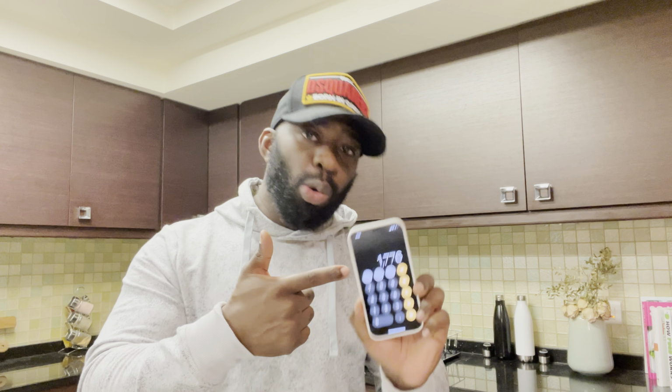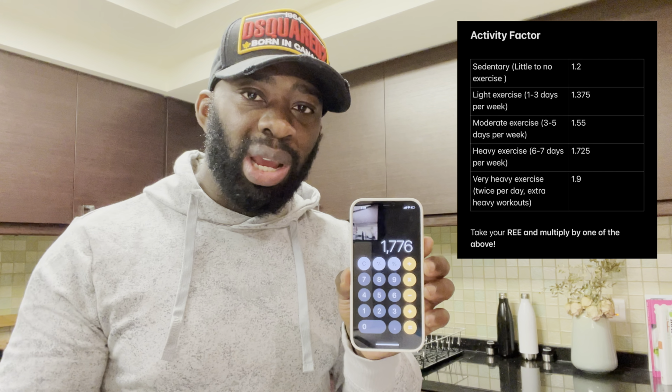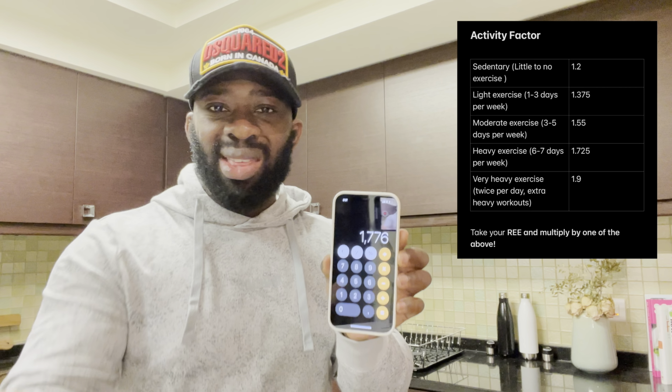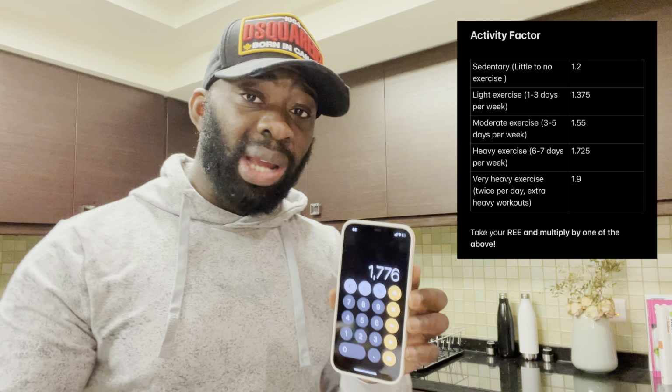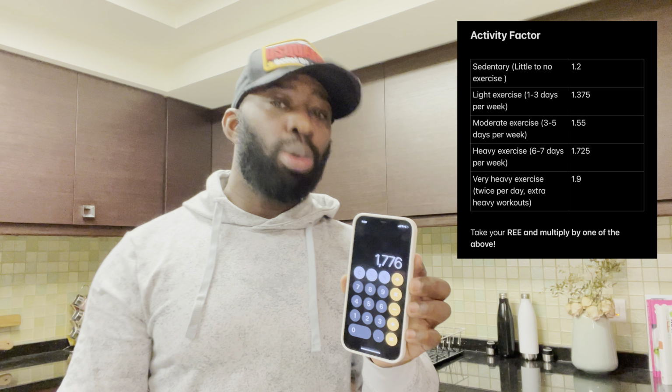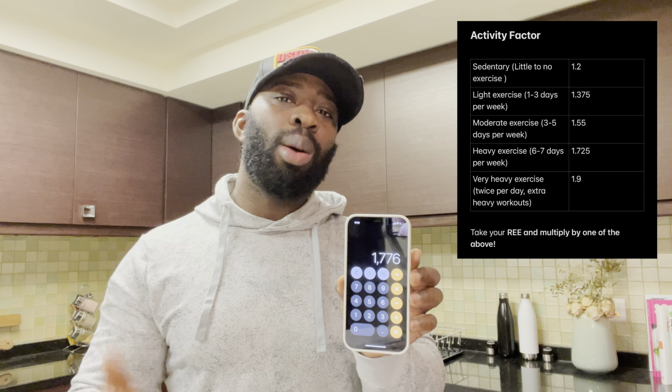Now we need to work out our total daily energy expenditure, and we're going to do this by multiplying this number by an activity factor. So I've put the activity factor on the screen, and what this refers to is your activity levels and how much you move in the day. So if you're sedentary and you barely move, you don't really do any exercise, you need to times the number you just calculated by 1.2.